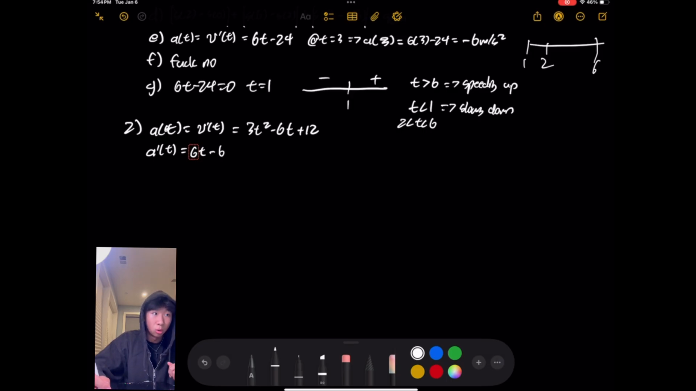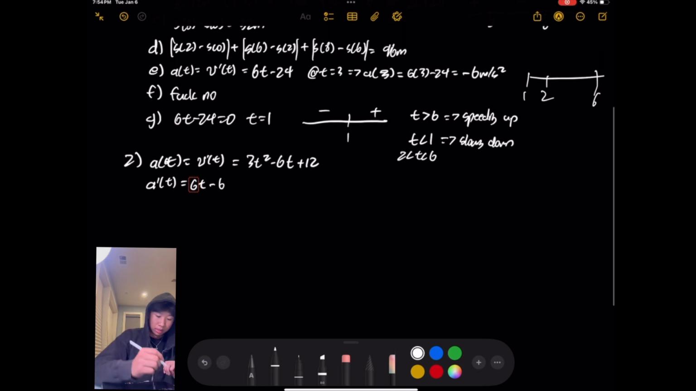Wait, I made a mistake. For question number 1, 16 minus 24 equals 0 for part G. 16 minus 24 equals 0. T is not 1 in this situation. T is 4. So we actually have 4 here.